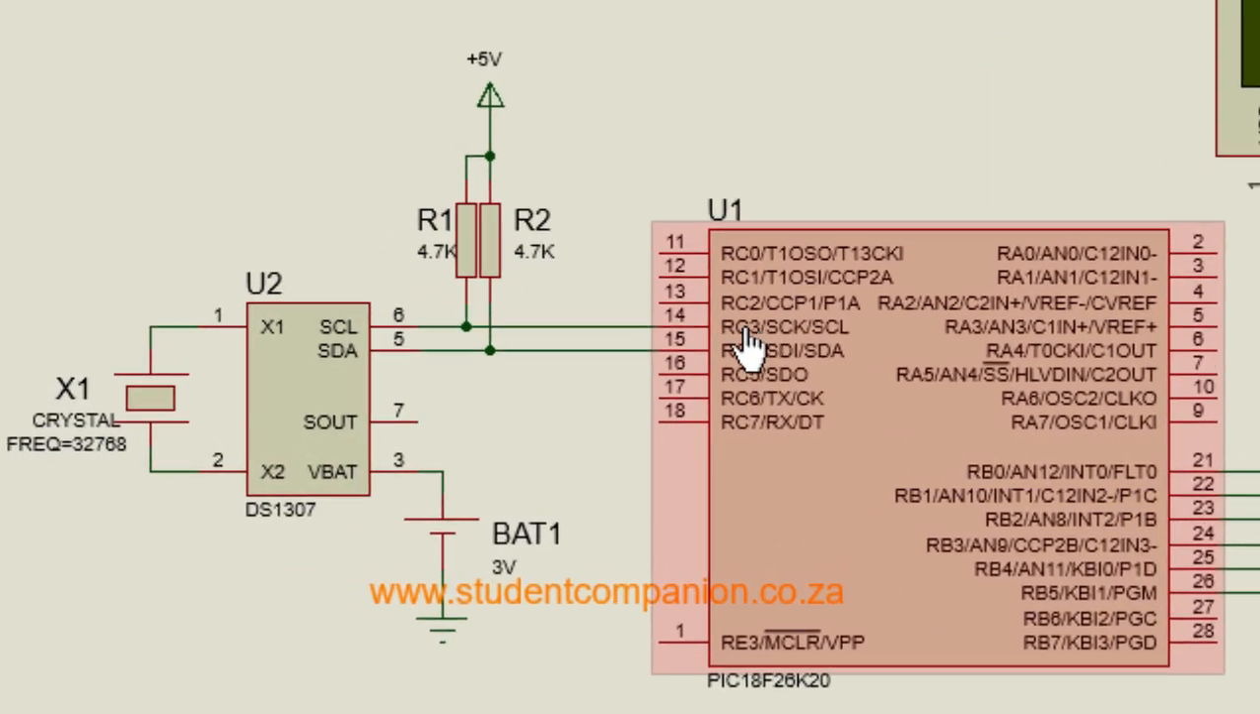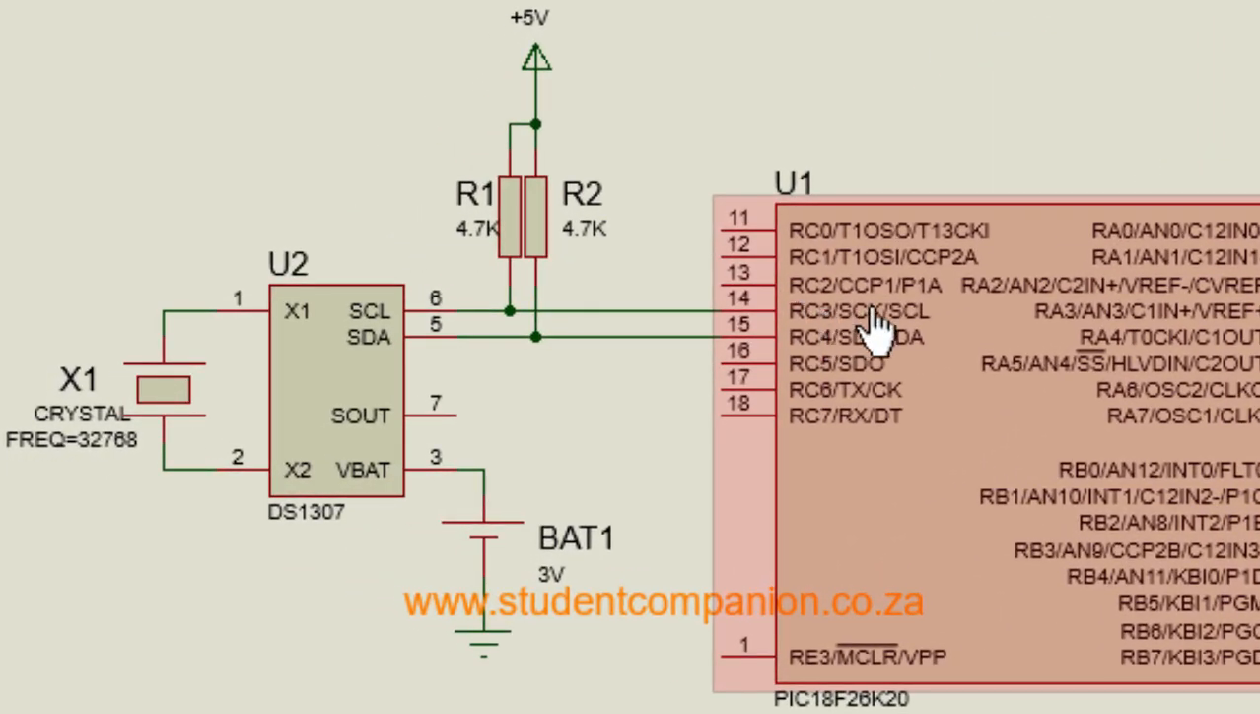The serial clock pin of the PIC microcontroller, in this case, if you are using the PIC18F26K20, is on pin RC3. Should be connected to the serial clock of the DS1307. The serial data, which in this case is on RC4, should be connected to serial data of the chip. These two pins are open drain, as we have learned in the I2C tutorial. They require an external pull-up resistor. In this example, we're going to use a 4.7K.